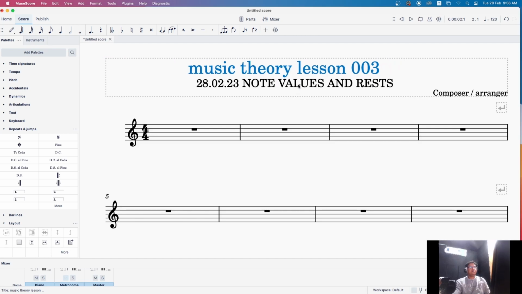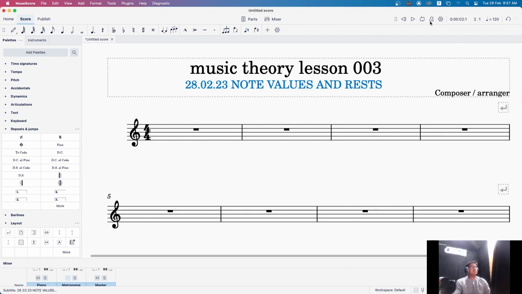Starting the third lesson, Music Theory, lesson 003. Just keep track of this number so that you can follow every lesson along. Today's topic is note values and rests. We have different types of note values, the counts. Let us see the note values and rests together today.